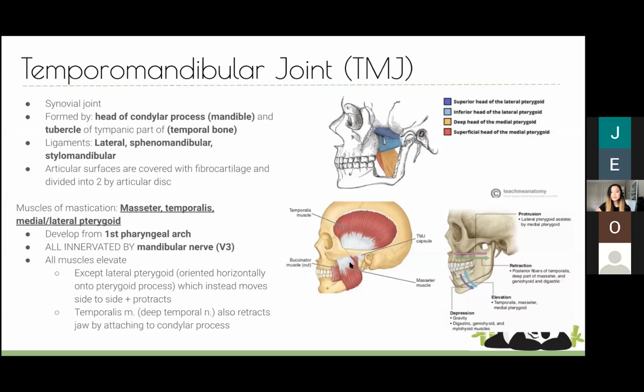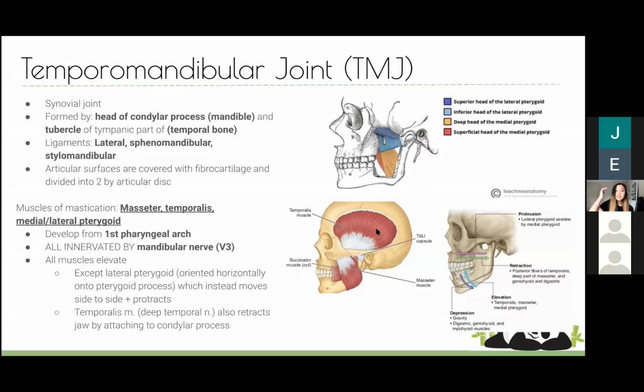So masseter, temporalis, and then these are your medial and lateral pterygoids. All of them develop from the first pharyngeal arch, and they're all innervated by V3 or your mandibular nerve. And it's important to know how they move. We've had exam questions on this before.